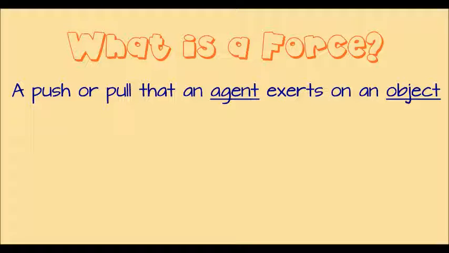That agent could be your hand pushing down on a table. It could be the Earth pulling down on you. We commonly call that the force of gravity. Any object can be an agent. As we study forces, we'll be using the symbol F to represent a force. And you'll notice I put a vector symbol on top of it. That's because force is a vector, which means that it has both a magnitude and a direction.